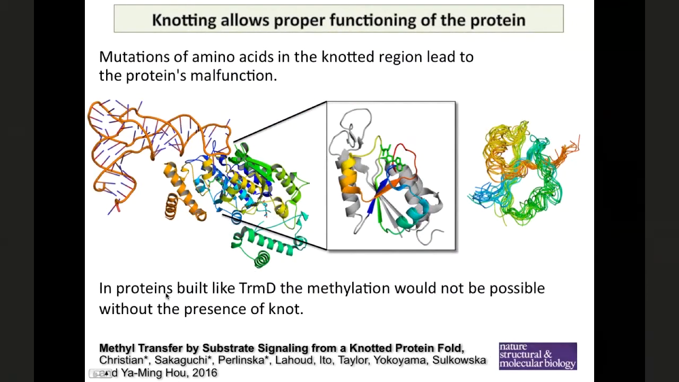And also, something I did not mention before: we know that there are other proteins that have a similar function. They have low sequence similarity, but they can also be very well aligned, where you can see the knot here. So we can conclude that in proteins built like this protein, the methylation would not be possible without the presence of the knot.